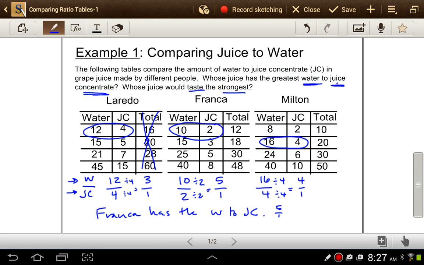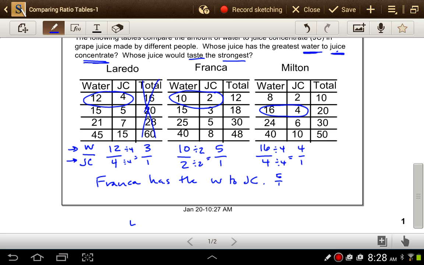Now my second question: whose juice would taste the strongest? If it's going to taste strong, that means it's going to have more juice and less water. So Laredo is 3 to 1, Milton is 4 to 1, Franca is 5 to 1. 3 to 1 has the least amount of water compared to the juice concentrate. So Laredo has the strongest taste. Laredo's going to have the most juice concentrate for the water. They don't have that much water, they have the least amount of water. That's what gives them a stronger juice taste.